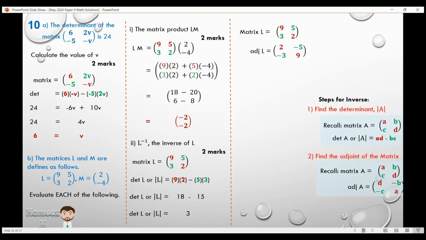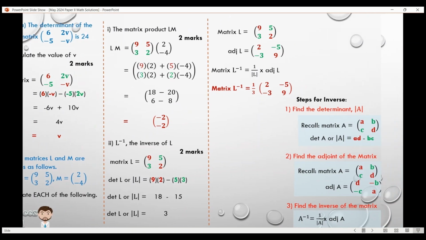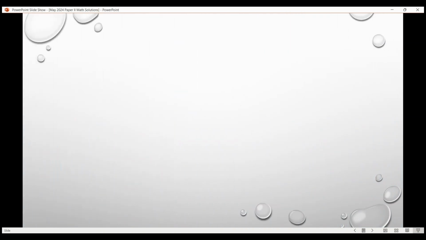And the final part, now that we've got the determinant and the adjoint, if we want to find the inverse of the matrix, then all we need to do is 1 over the determinant times the adjoint. So the matrix L inverse is 1 over 3 times 2 minus 5 minus 3, 9. And that's the inverse. Let's now move on to the next part. That was the matrix part of the last question.